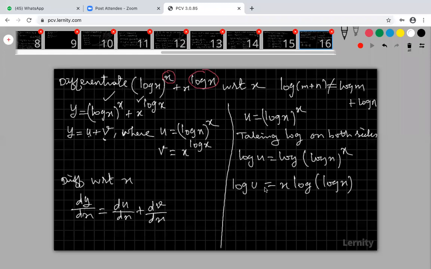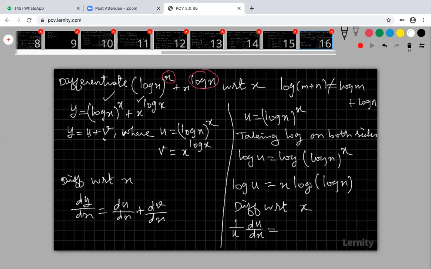Now differentiate with respect to x. What is the answer? What is my log u differentiation? 1 by u du by dx. I have already told that differentiation of log x is 1 by x. Again, you have to differentiate that x. The differentiation of x is 1. But in place of this x, if any other function is there, you have to differentiate again. u means differentiate du by dx. y means differentiate dy by dx. x square means differentiate 2x. So here 1 by u du by dx.